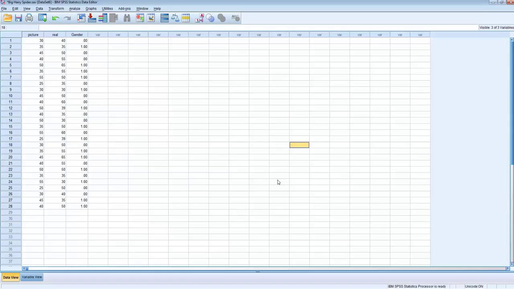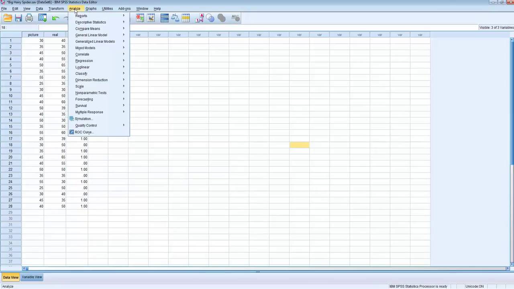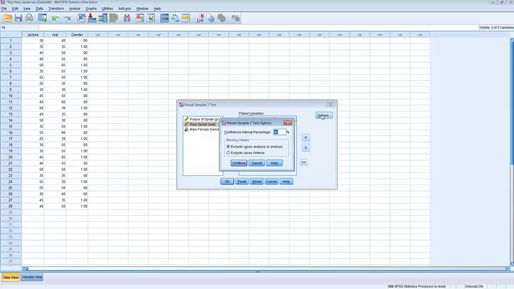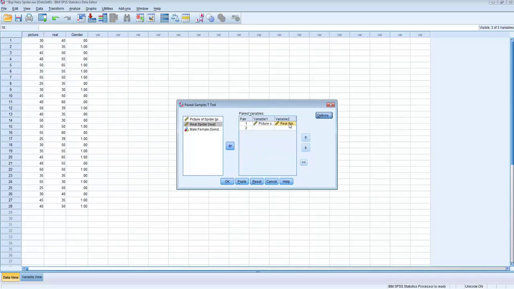To perform this analysis, you will click on Analyze. You will compare means, look for paired samples t-test, and in this case, you will be bringing in the variable 1, picture of spider, and for variable 2, real spider. You only have one pair, you don't have two, so you would end at about this point. For options, you have nothing to worry about and simply click on OK.